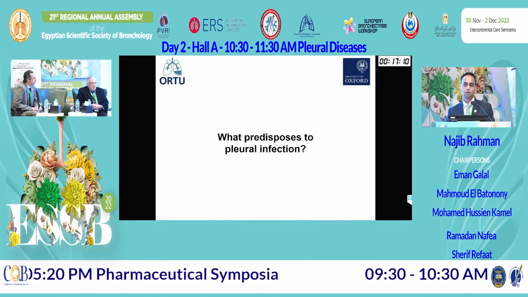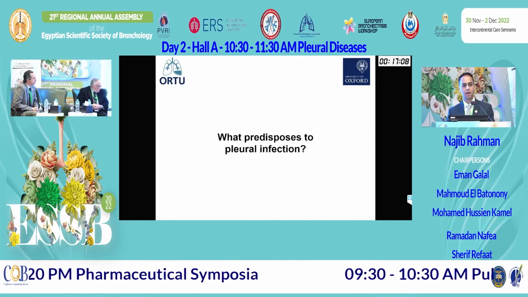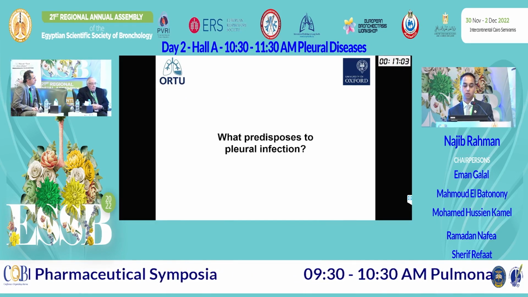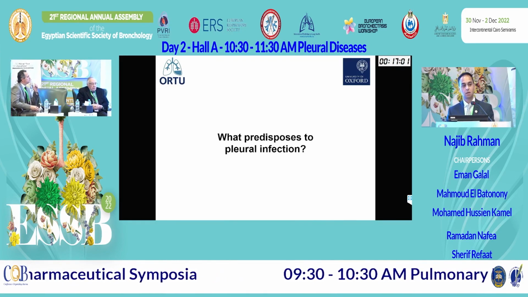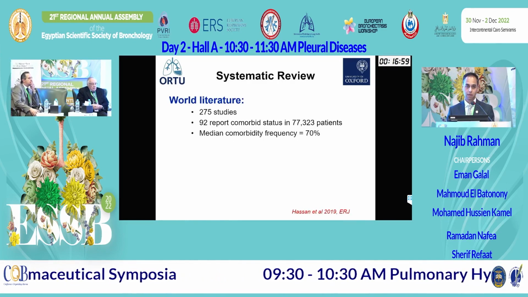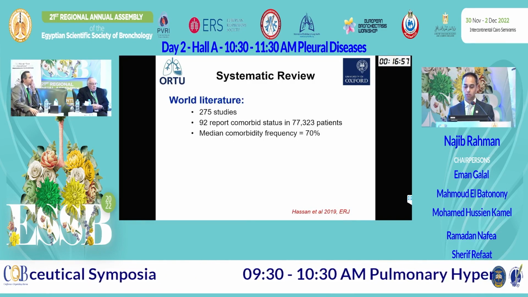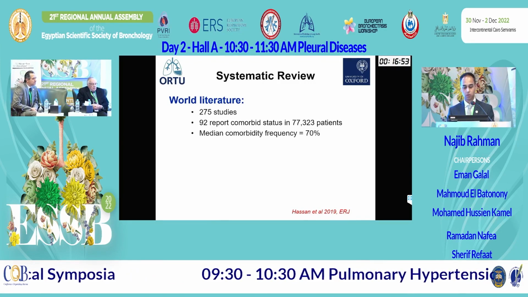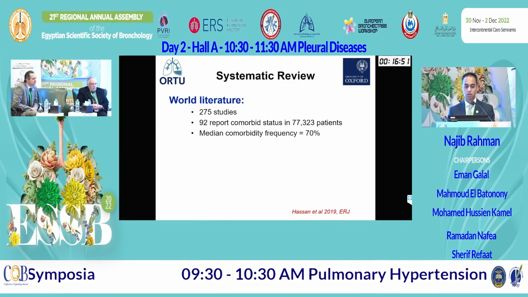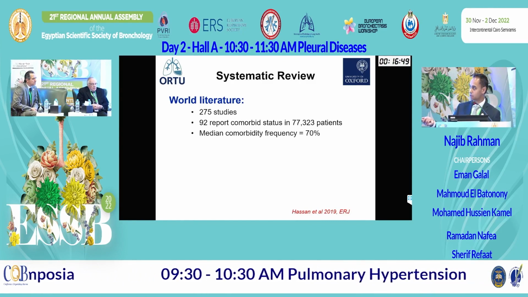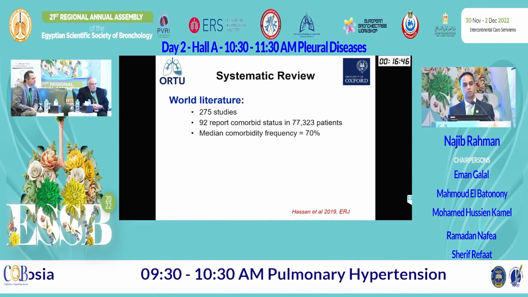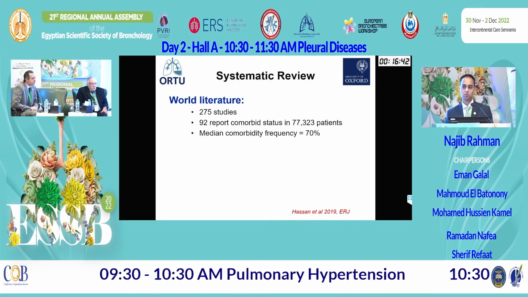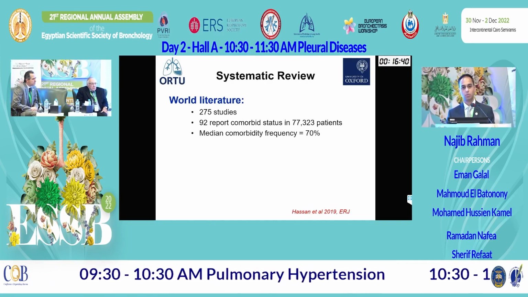So let's ask a few questions then. Why do some patients get pleural infection? This is not very well known. It's not well understood. In fact, I think the best data comes from a colleague of yours, Magid Hassan. Magid came to Oxford and did a fellowship with us. And in 2019, he published this systematic review in the ERJ. He looked at 275 studies, 77,000 patients. And the key thing is that 70% of your patients with pleural infection have a comorbidity that we would recognize.